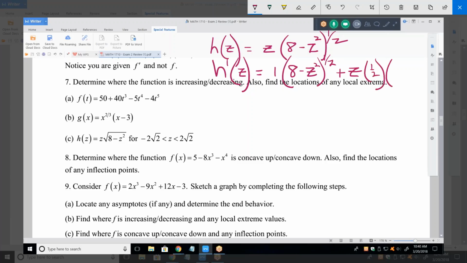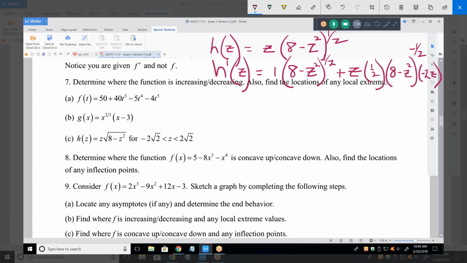And then 8 minus Z squared, to negative 1/2. What else? What did we forget to do? Do the center one. Right. Got to apply the chain rule. And only when we're taking the derivative of that 8 minus z squared are we applying the chain rule. Well, the inside is minus 2z, right? Yeah.